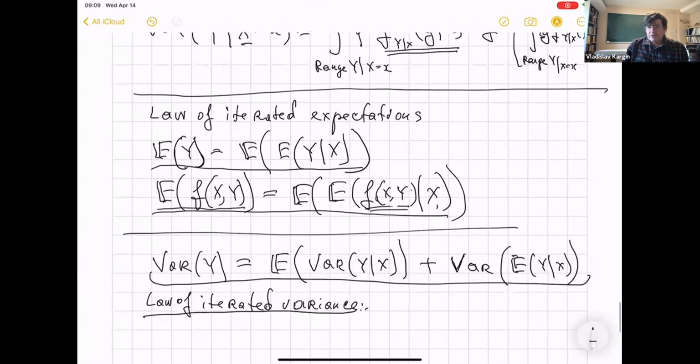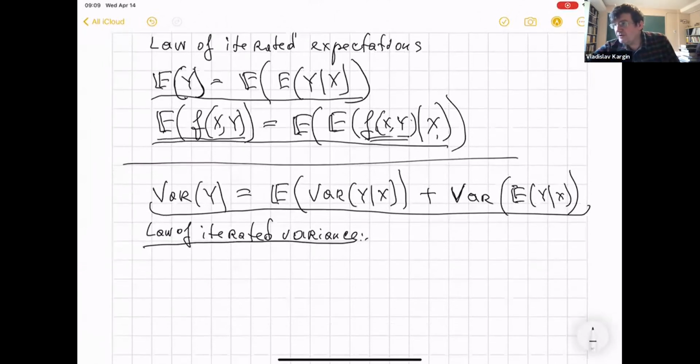Iterated variance. So maybe I'll give an example, and this is also a little bit interesting example, not totally straightforward. So here's an example. Suppose that we have the following situation. We have a factory that produces some gadgets, maybe some parts to a smartphone, something like that.